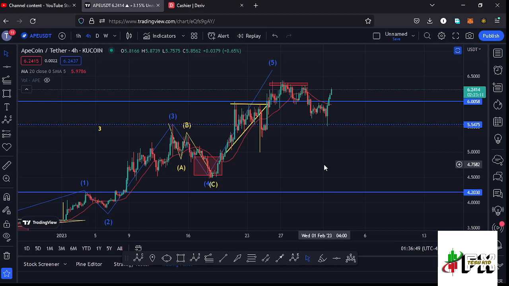And the next key area of resistance that I'll be watching here on the Apecoin chart is at around the $6.35 mark, and a break above that key area of resistance could trigger even higher prices here on the Apecoin chart.